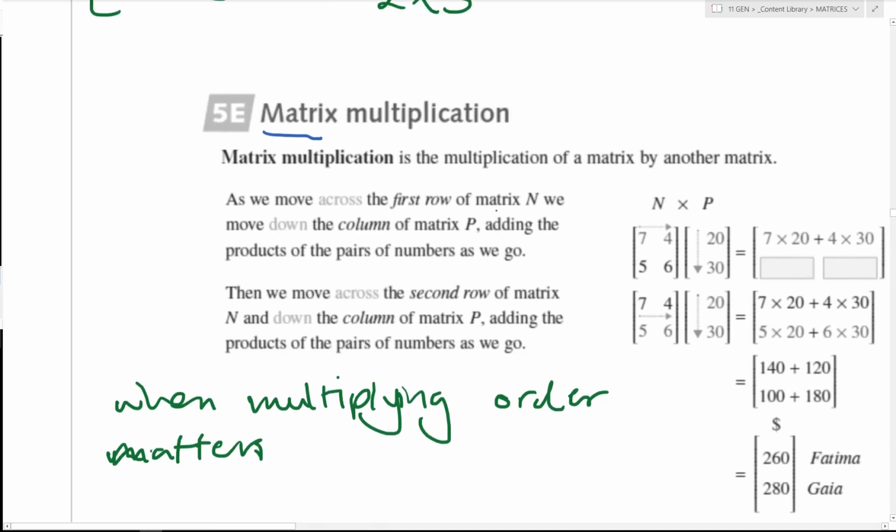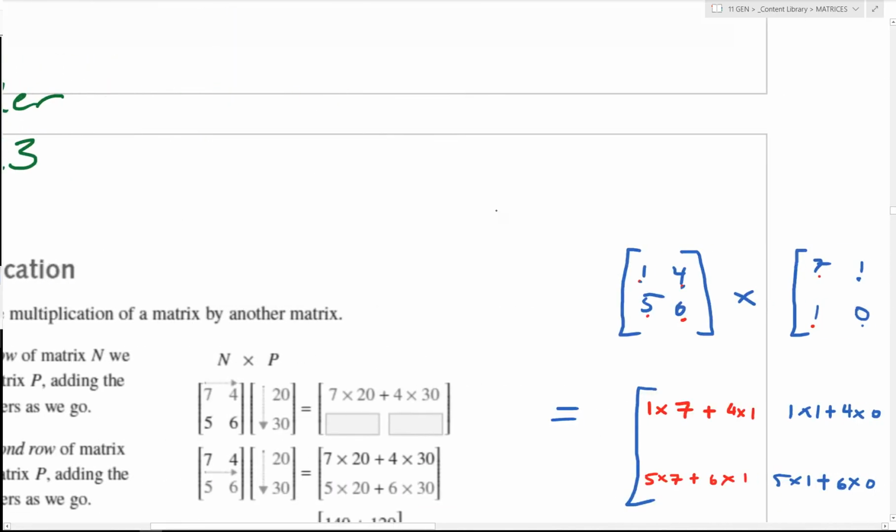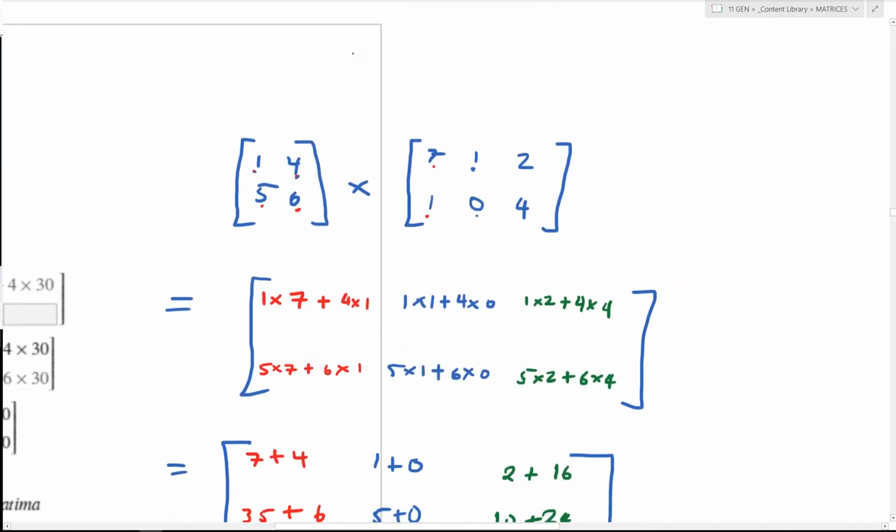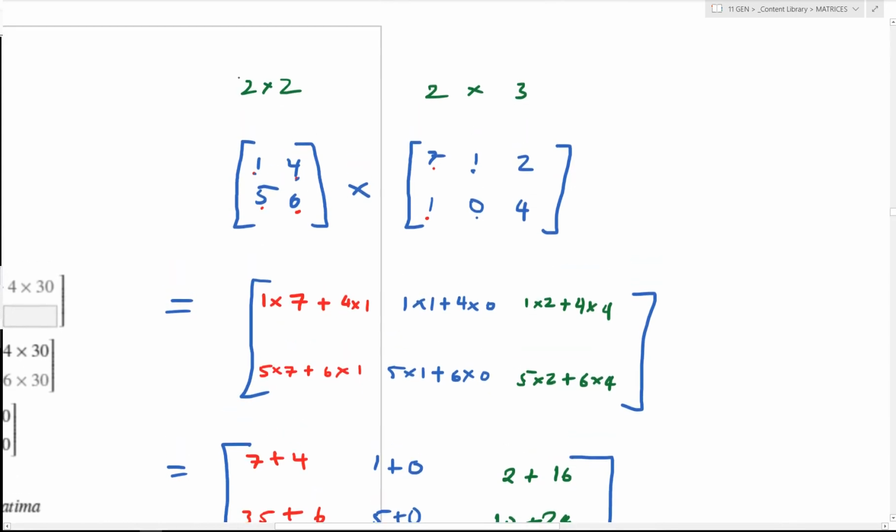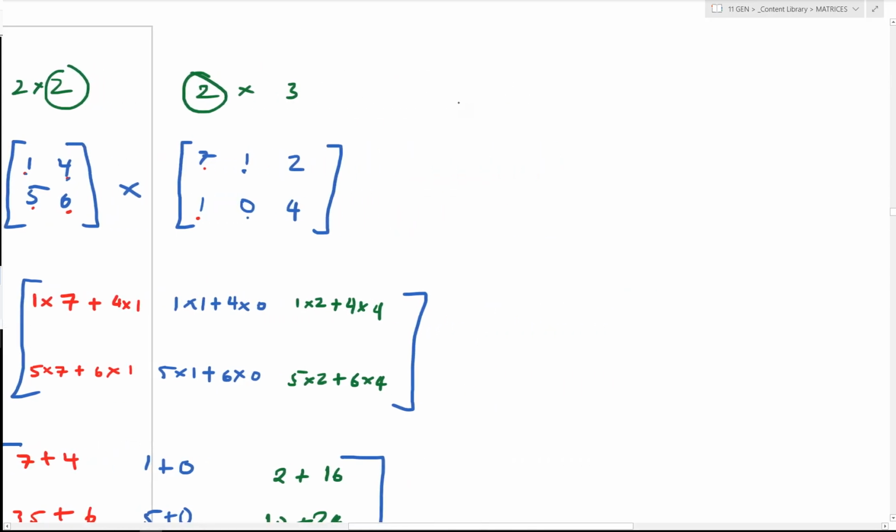Now the reason why I say that is, let's say you have a matrix like this. Again, we'll go back to this. This order is 2 by 2, and this order is 2 by 3. Now the reason why I say order matters is that when you lay out the order of both matrices like this, the middle numbers have to be the same. You cannot multiply matrices if the middle numbers are not the same. Let me make an example of that.